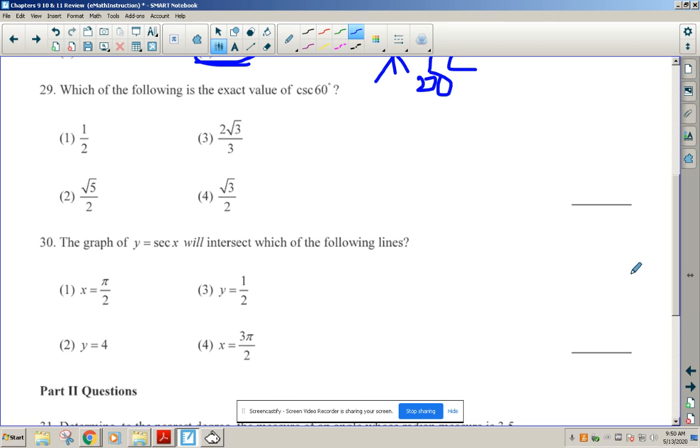I should have taken this one out. Secant is the reciprocal, so you would have had to take all your cosines and flip them over. But I didn't do that with you guys on distance learning. If we were in the classroom, I would have, but I think this would have just been far too difficult. So I'm just going to say get rid of that.